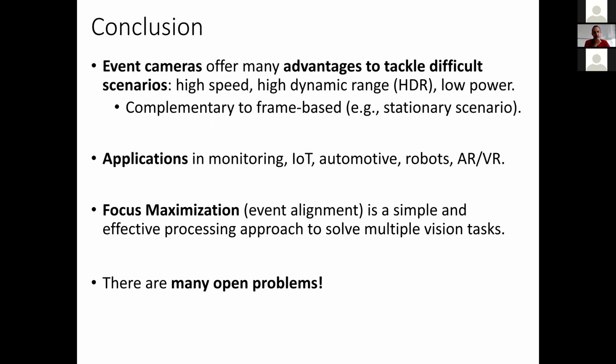Yeah. And to conclude, I hope I have provided an overview showing that event cameras offer many advantages to tackle difficult scenarios such as high speed, high dynamic range, and low power in the case of monitoring. In the case of stationary cameras, as you have seen, they provide complementary information to the frame-based cameras. The frame-based cameras pick up on the background, and the event-based cameras are mostly picking up the moving objects. I only talked about one way to process the events, this idea of focus maximization or event alignment. That is a simple and effective way of processing the event data to solve multiple vision tasks.